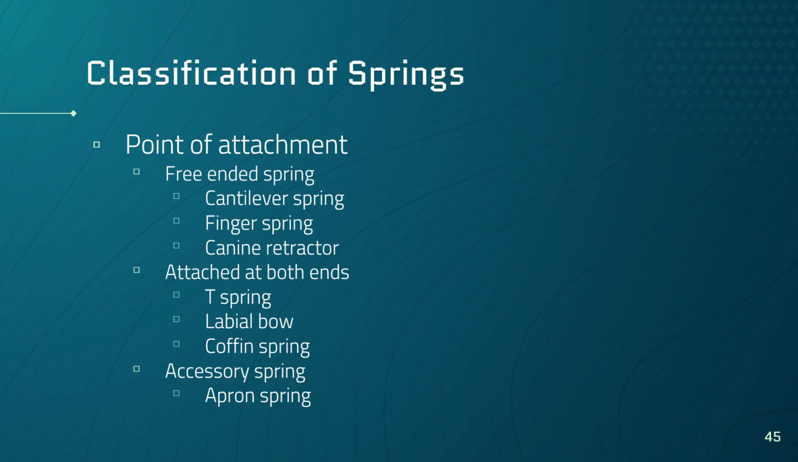And you can also classify springs according to the point of attachment. Now, if the spring is attached at only one end, then it works on the cantilever principle, and examples are a cantilever spring, finger spring, and a canine retractor. Now, the springs may be attached at both ends. For example, as in a T spring, a labial bow, or a coffin spring. And the third category, the spring may just be an accessory spring. Example, as we saw, the apron spring.